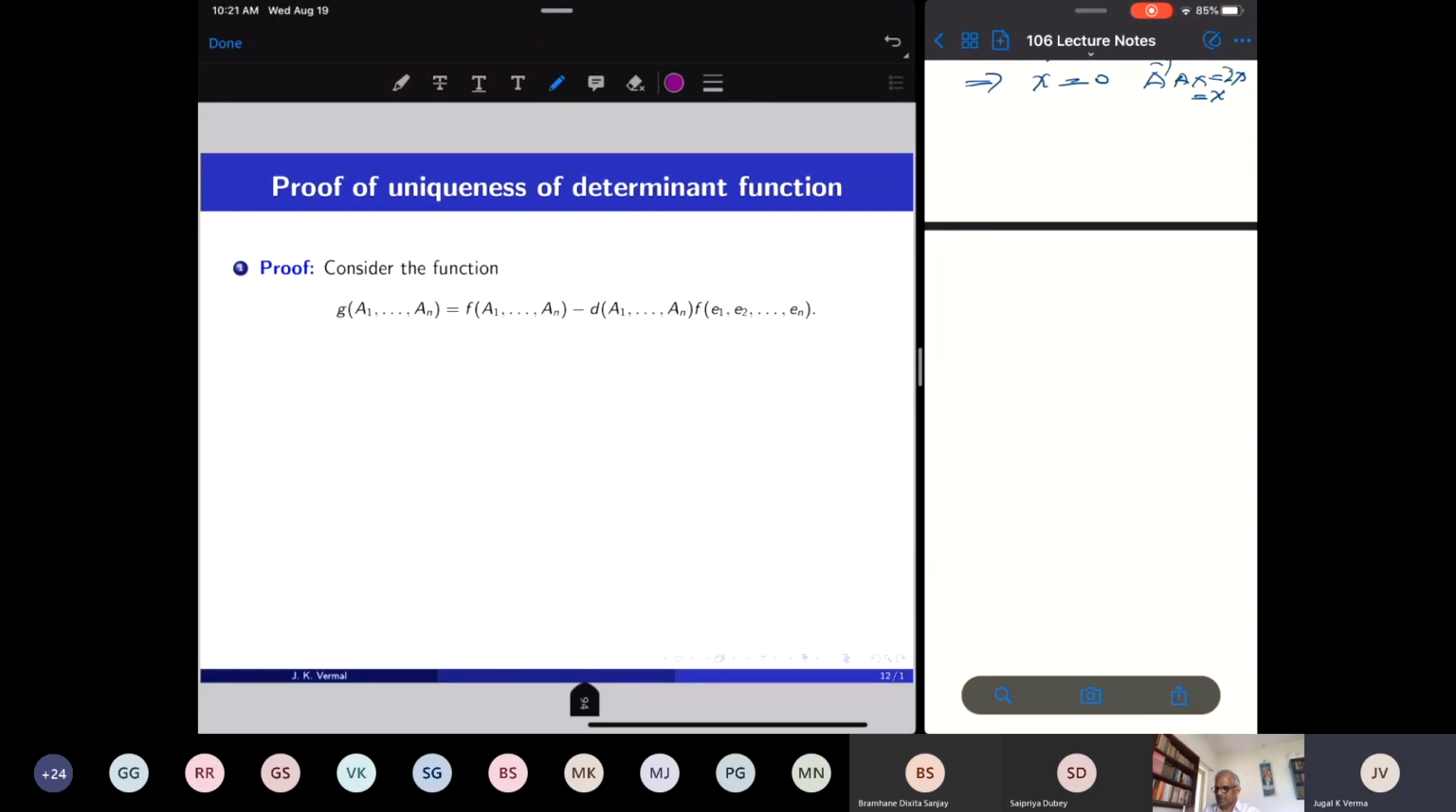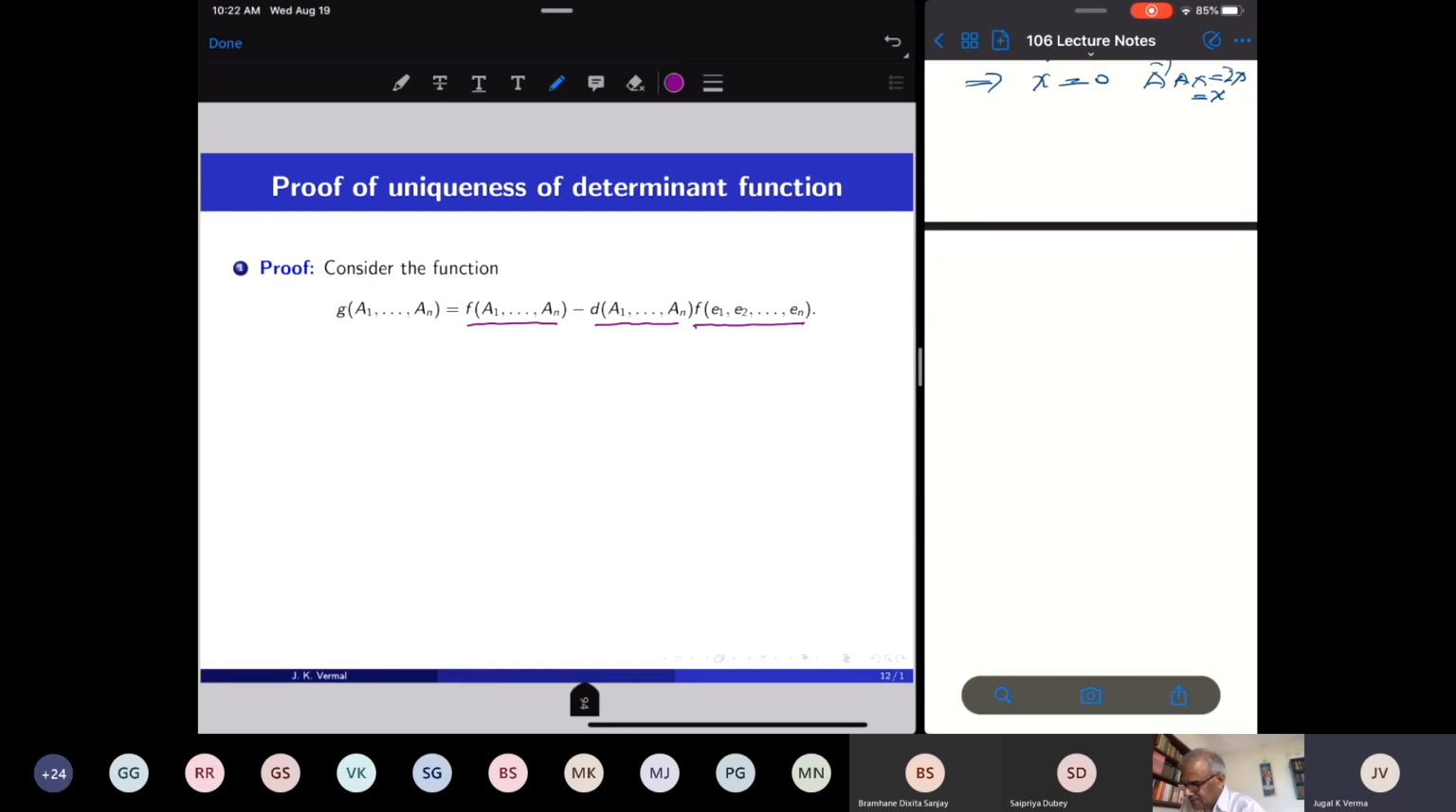Let's prove the uniqueness. Okay. We want to prove that any two determinant functions are identical, by first proving that any multilinear alternating function is a scalar multiple of the determinant function. So look at f(A1, ..., An) minus d(A1, ..., An) times f(E1, ..., En). f is not assumed to be normalized, so f has a certain value on the identity matrix, and I look at this difference of these two.